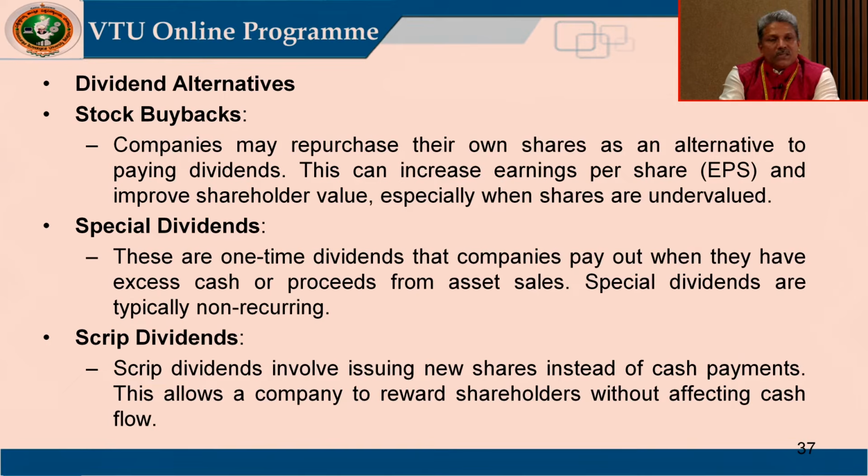Another option is special dividends. These are one-time dividends that companies pay out when they have excess cash or proceeds from asset sales. Special dividends are typically non-recurring. So if in any year some huge profit comes, it may be due to selling some portion of the assets, or some business is discontinued and sold off, and a significant amount came to the business, in such cases the company has a policy to pay some amount as a one-time dividend payment.